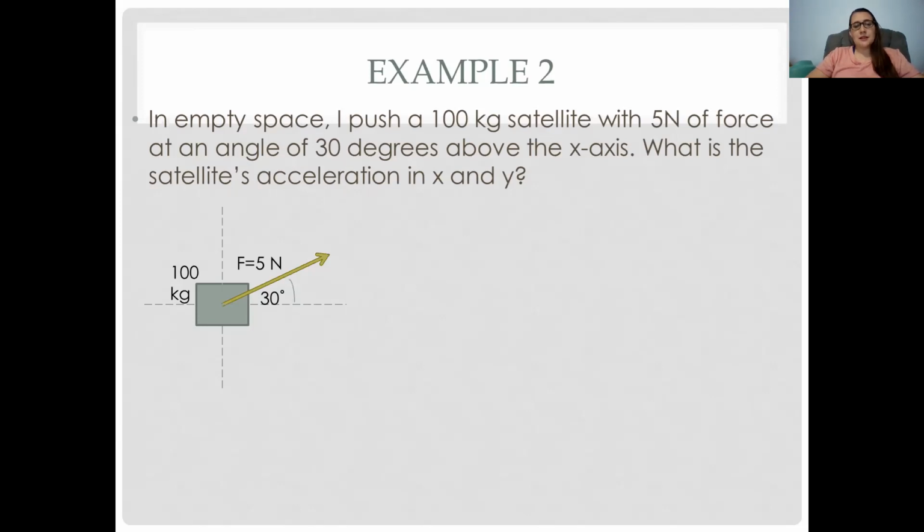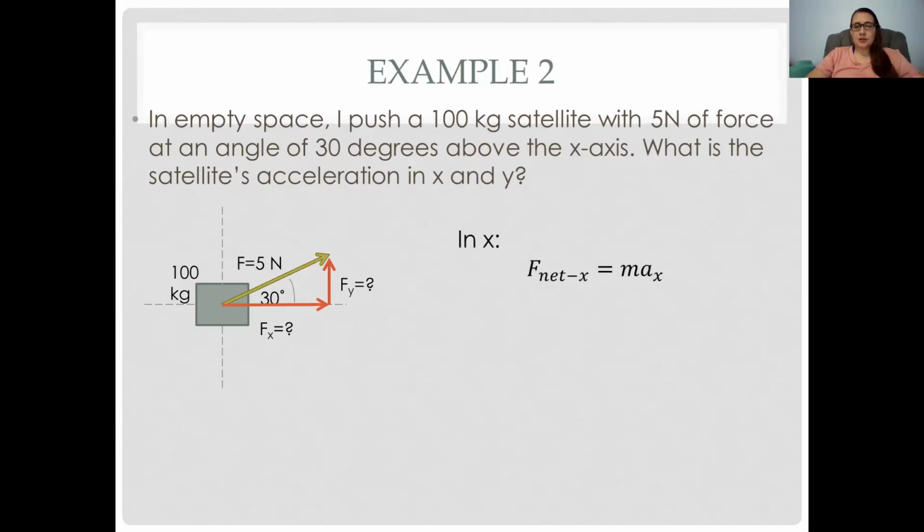Well, we can see that the force is acting on an angle, so we're going to need to use those trig functions to break it down into its x component, or how far sideways we're pushing, and the y component, how far vertically we're pushing. So there we go. Our f sub x is the x component of the force, and f sub y is the y component of the force.